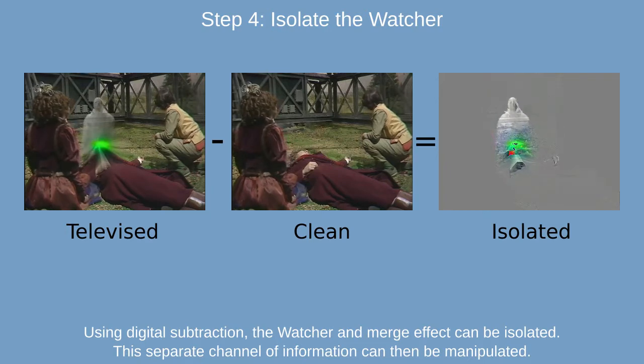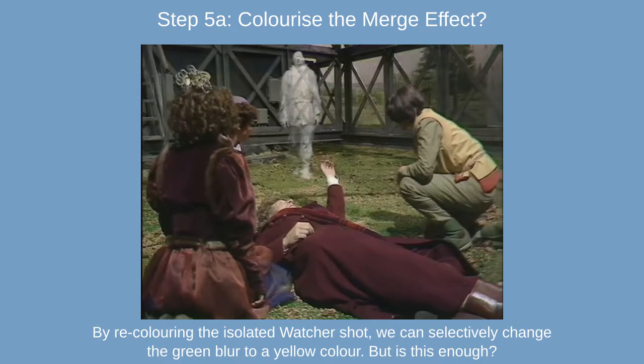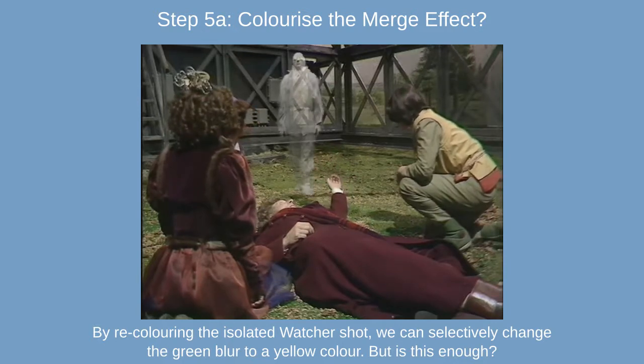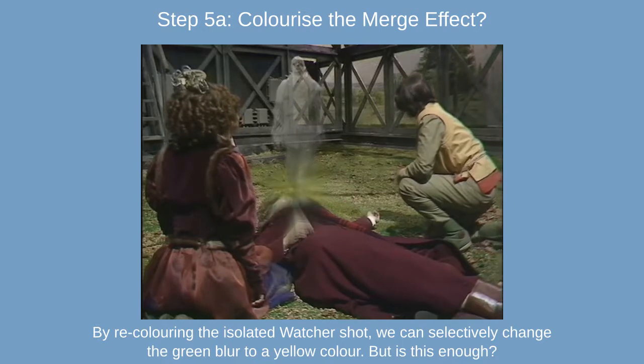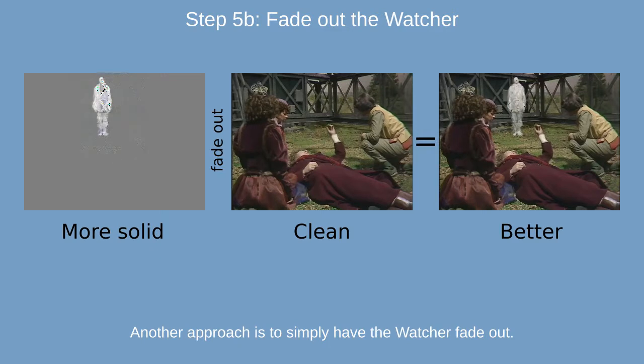And those isolated pixels then can be used to do various things. For example, we could colorize the green blur and make it yellow, and that produces something that looks a little bit more regeneration-y, but that's not quite good enough. What we really want to do is add more modern effects.